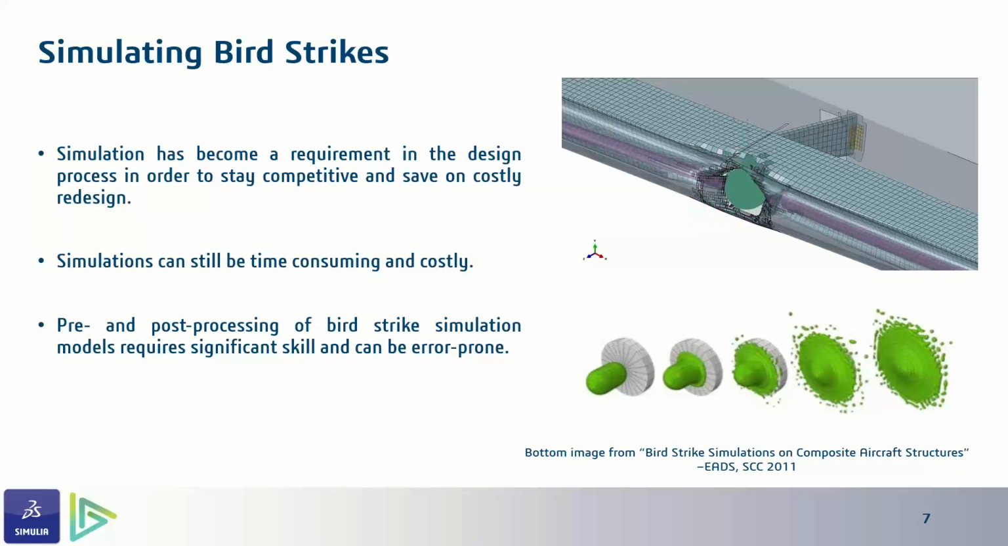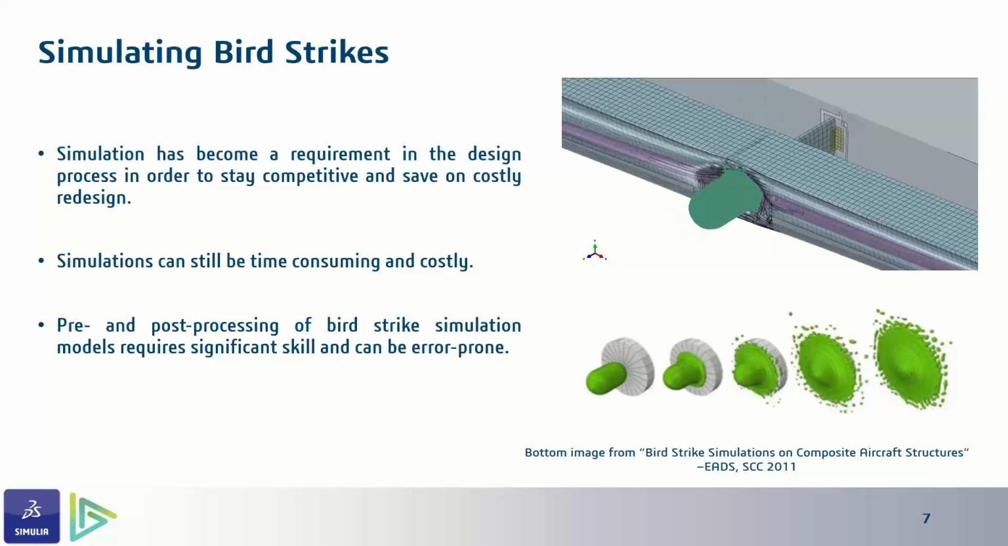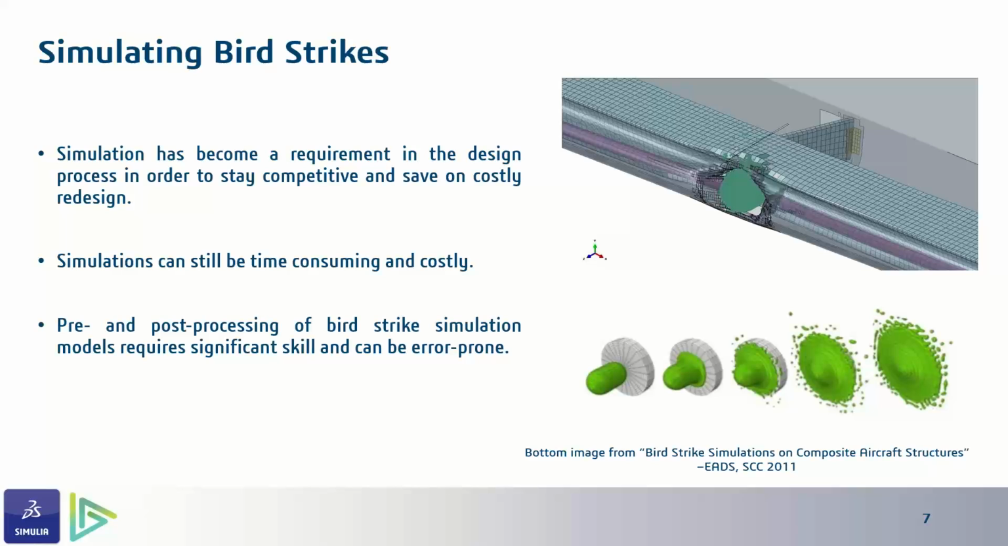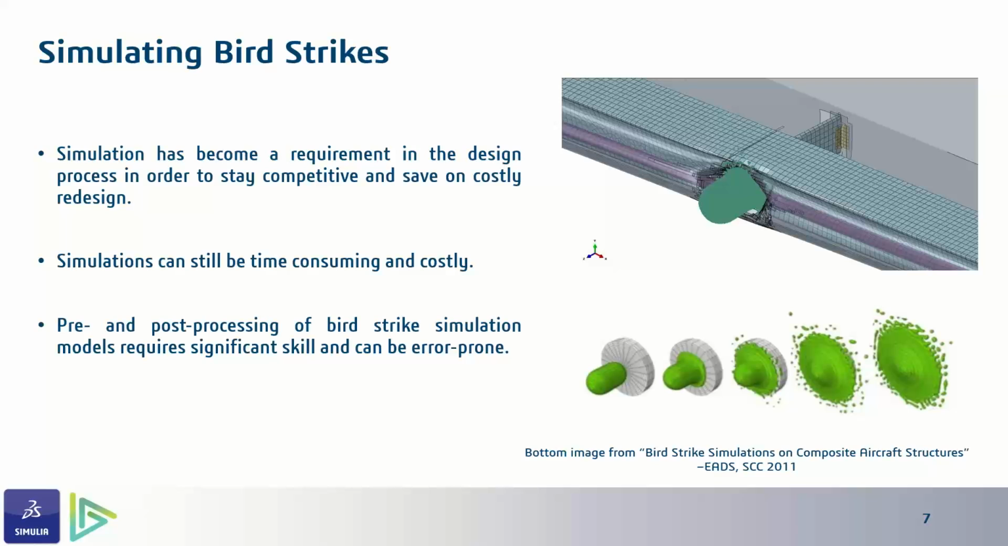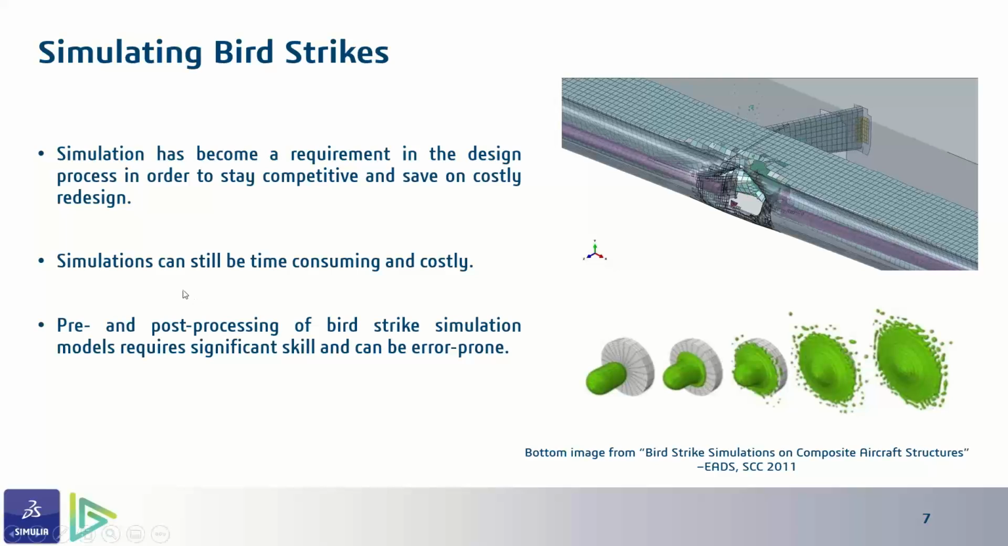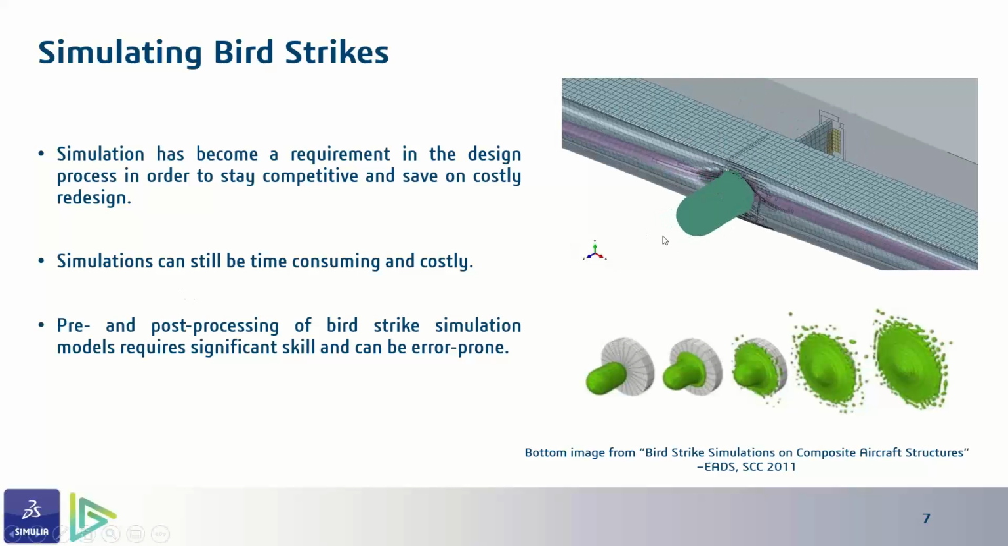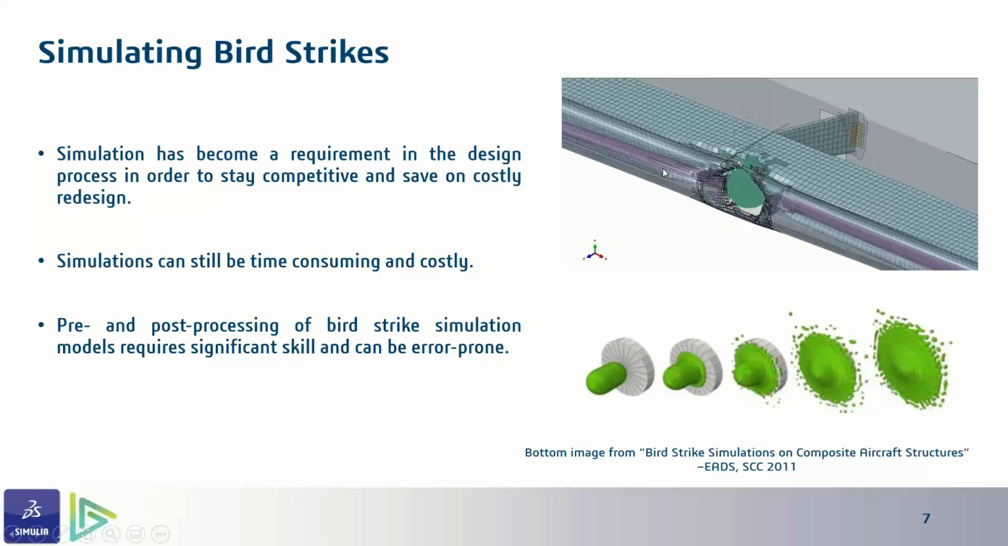Now, you may be asking yourself, why is this simulation difficult to do? Why do not many people do it? This is because such simulation is highly prone to errors. It can be very difficult to master, but once mastered, it's extremely useful and efficient along with experiments. It's difficult because it's a highly dynamic event, as you can see in the animation on the right, and it also includes extreme deformations and failure of the composite material of the aircraft structure.